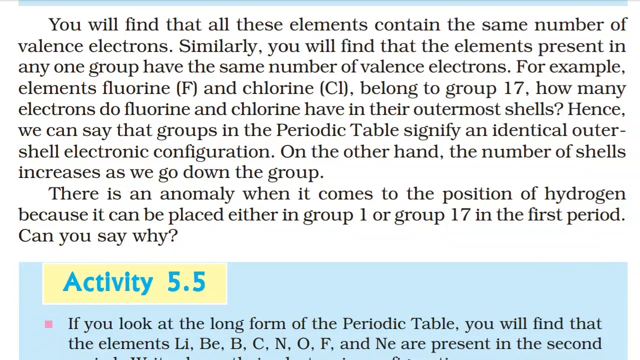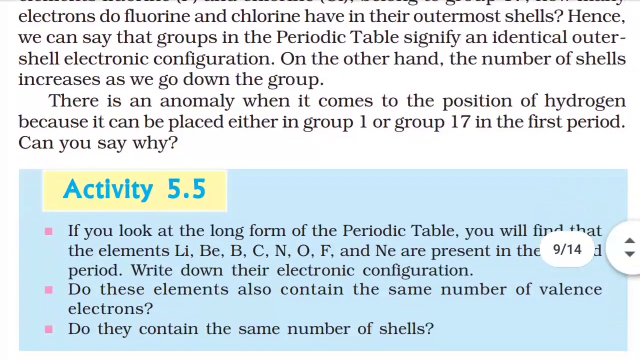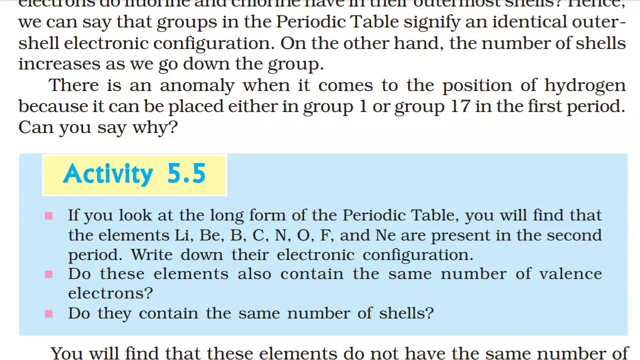On the other hand, the number of shells increases as we go down the group. There is an anomaly when it comes to the position of hydrogen because it can be placed either in group 1 or group 17 in the first period. Can you say why?